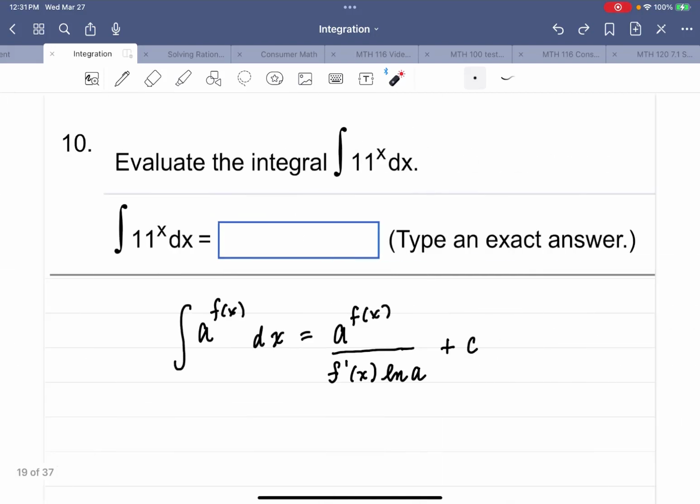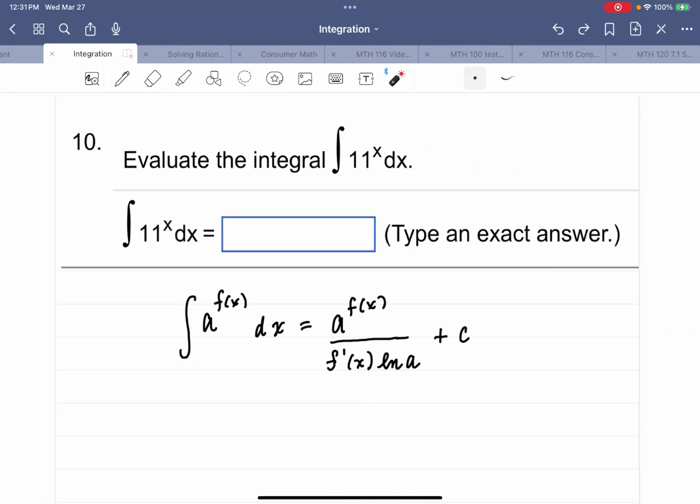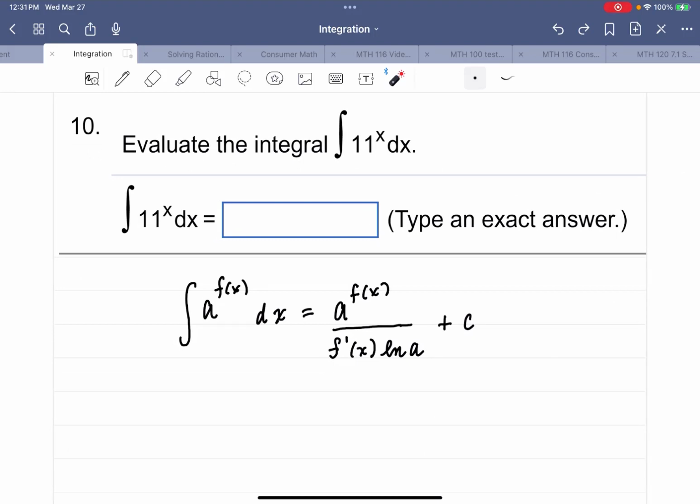Okay, so let's use this to do example 10. Evaluate the integral of 11 to the x dx. Now notice that our exponent is x and the derivative of x is 1. So we copy the base to the exponent. We divide that by the derivative of the exponent and the natural log of a. Since our exponent is an x, the derivative of that's a 1. So we really don't have to do that.